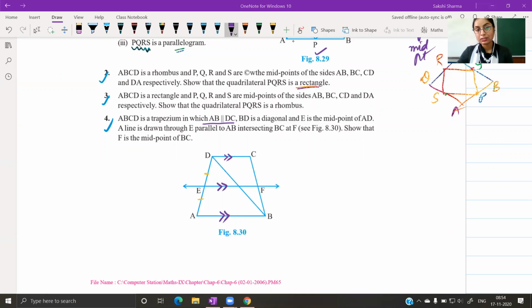The line which passes through E meets the opposite side BC at point F. You have to prove that point F is the midpoint of side BC. E is given to be midpoint. And you have to prove that this point F is the midpoint of the opposite side.